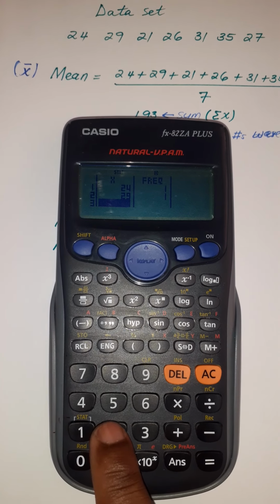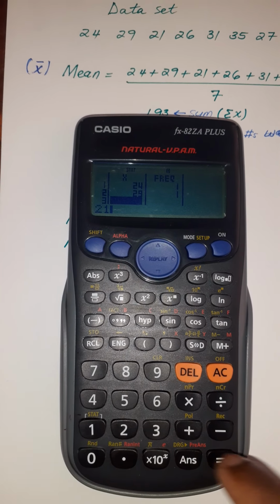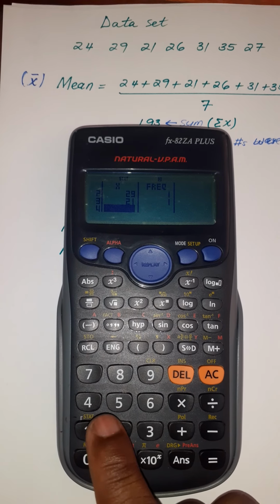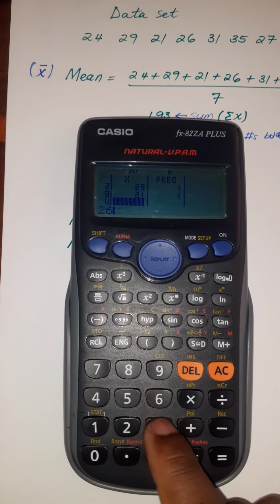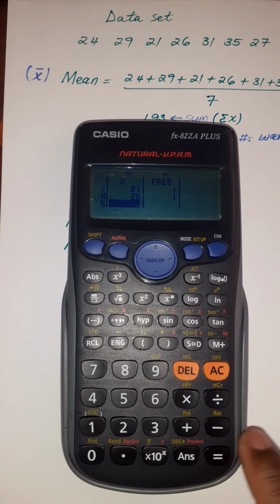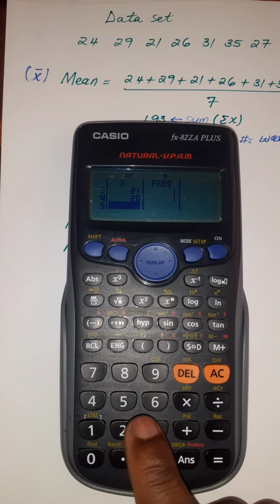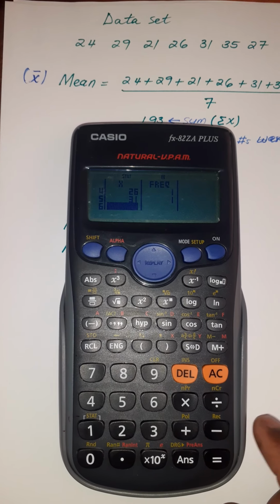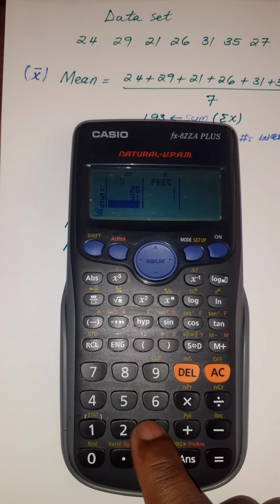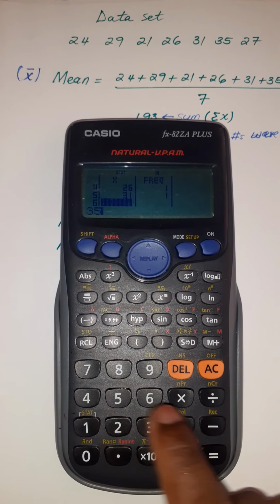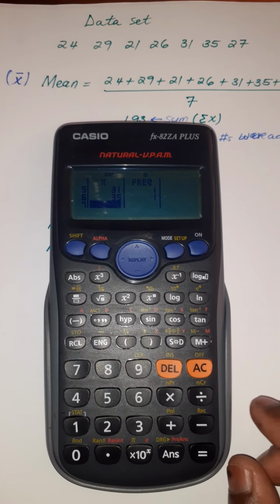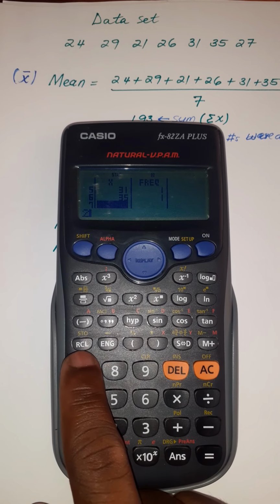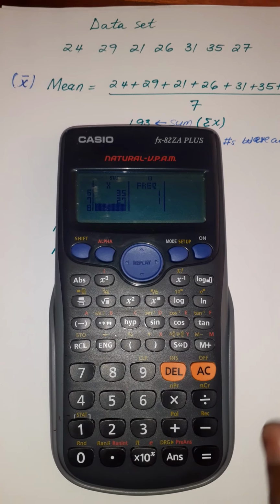We punch 21 and then equal. We also put in 26 and then equal. We put in 31 and then equal. We put in 35 and then equal, and then we put in 27 and then equal.